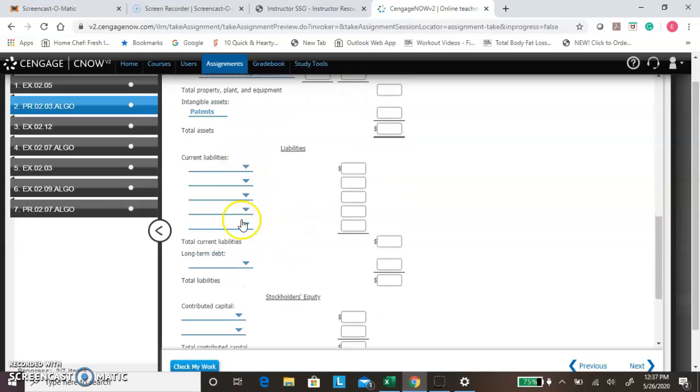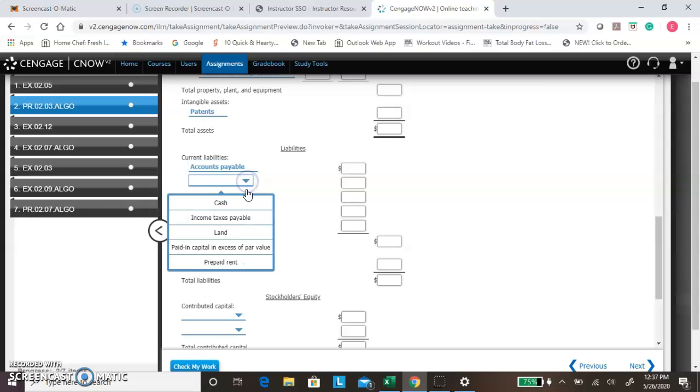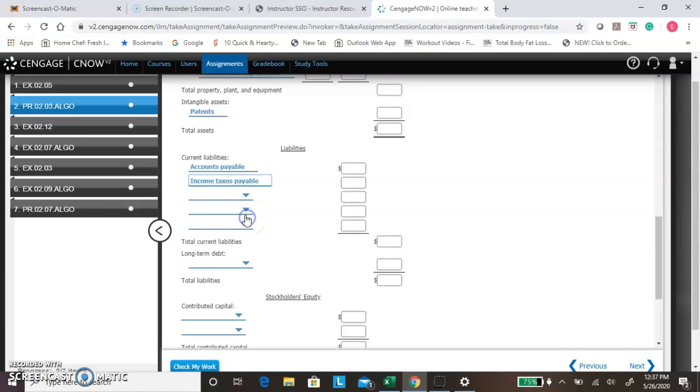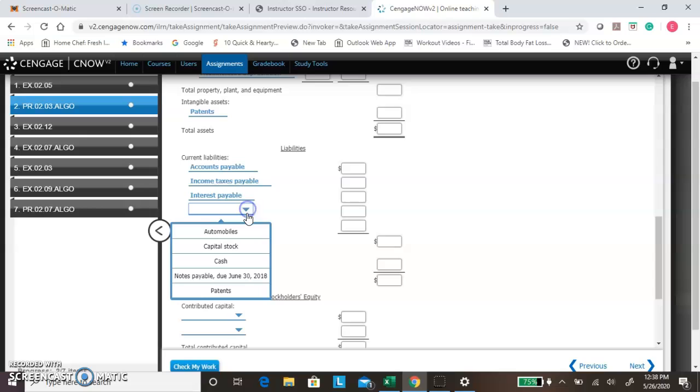Okay, so let's talk about current liabilities. It's all those payables, and it's those payables that we're going to pay within a year. This is a little bit more straightforward. Accounts payable, we're always going to pay that within a year. Otherwise, it's called something else. Income taxes payable, chances are the IRS is going to want that money within a year. Interest payable, again, they're going to want that money within a year.